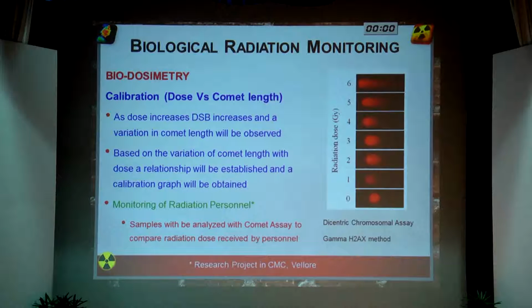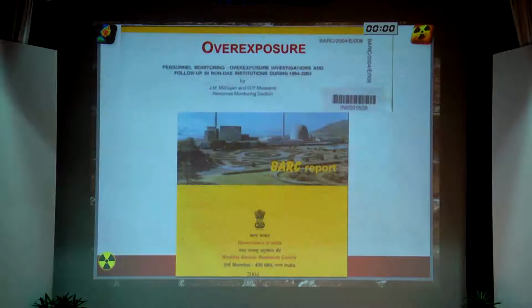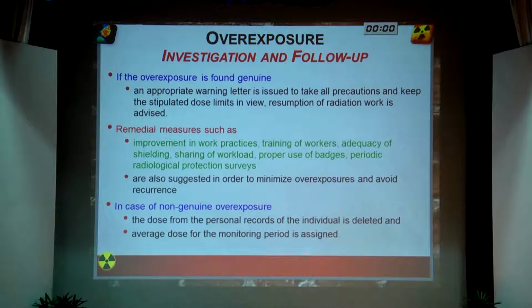We are going to do some random tests and see whether it's matching with the dose received by their personal monitors. So quickly about overexposure. If there is an overexposure and it's found to be genuine, the AERB takes immediate action. So many times we say that we get the doses very late, but actually they will take immediate action, and they will ensure that a proper inquiry is conducted to find out the reason for this high dose.